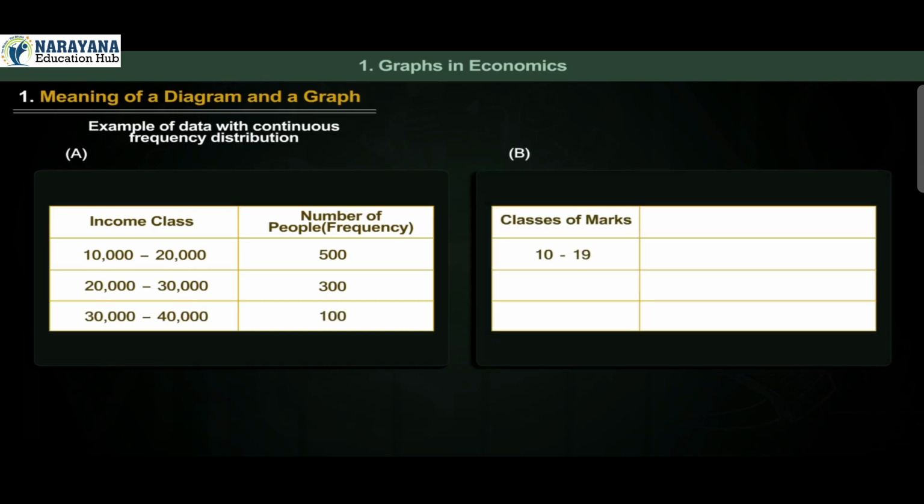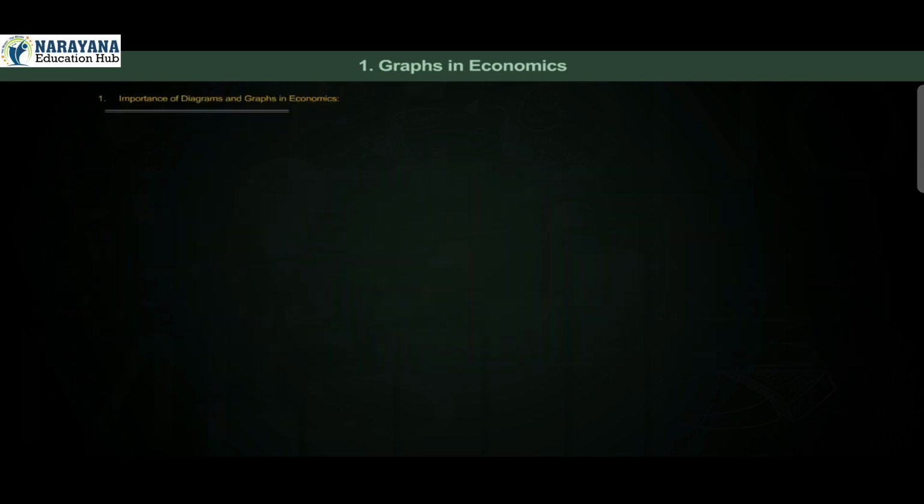Classes of marks 10 to 19. Number of students frequency 50. Classes of marks 20 to 29. Number of students frequency 30. Classes of marks 30 to 39. Number of students frequency 10.